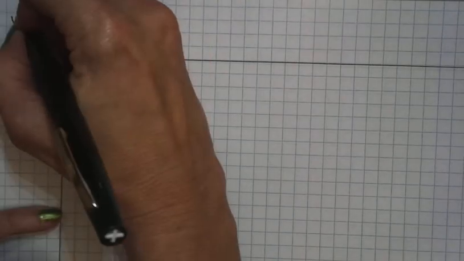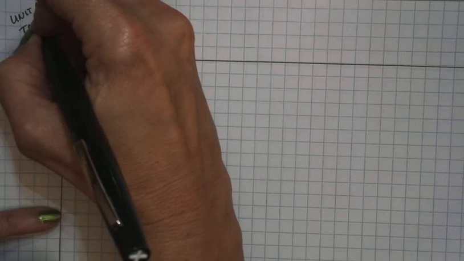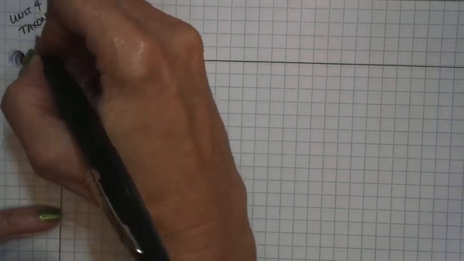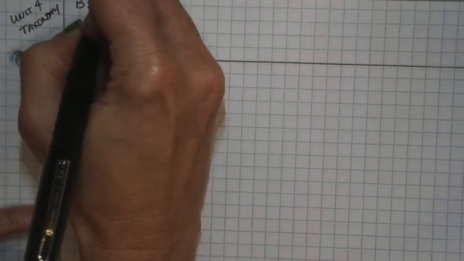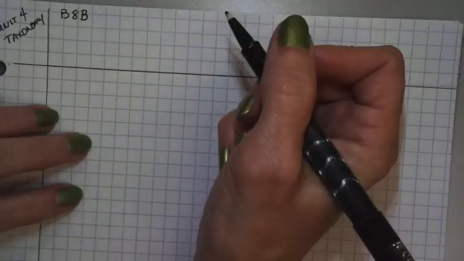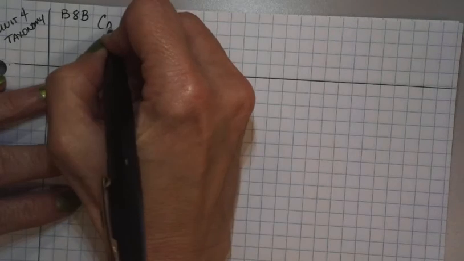These are Unit 4 notes, Taxonomy. Take a minute and set up your page. And what we'll be doing today is B8B. So B8B says that you're going to categorize organisms using a hierarchical classification system. So categorize, put them into groups.